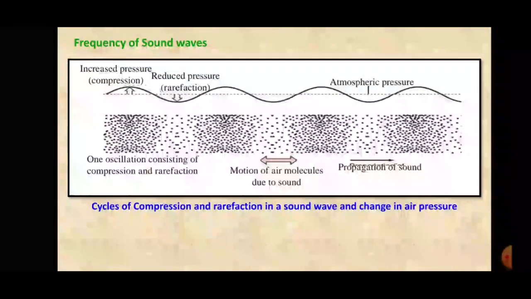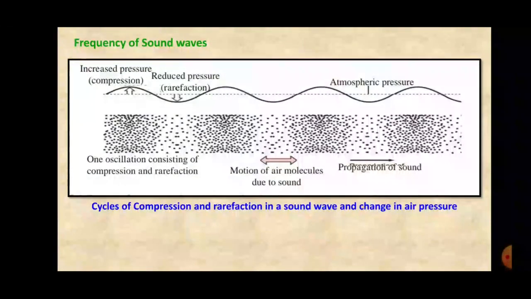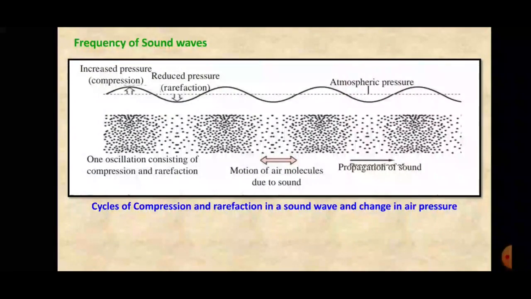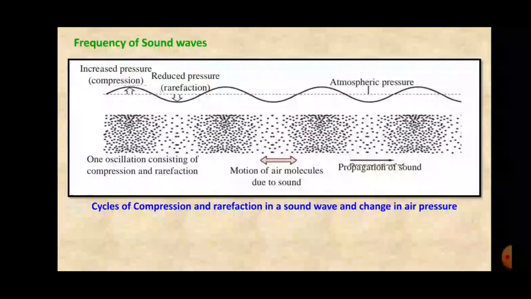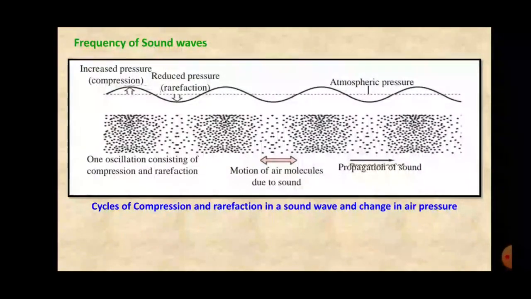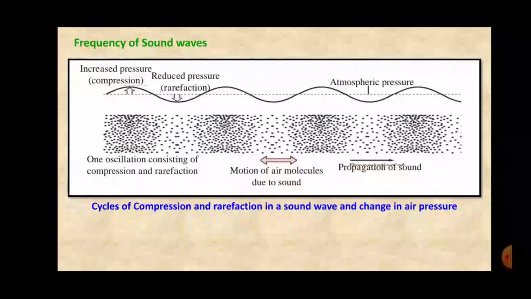Then next we are going to study the frequency of sound waves. Just now we had seen that the vibrations of the prongs of the tuning fork form compressions and rarefactions in the air, and thus the air density and pressure increase and decrease. In this picture you can see the cycles of compression and rarefaction and how the change in the air pressure takes place.